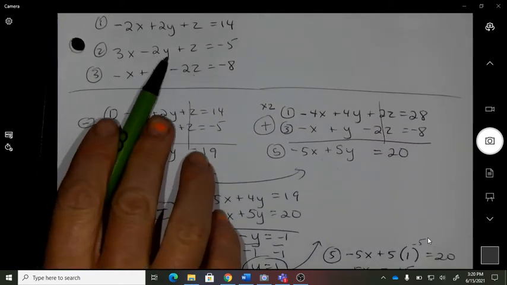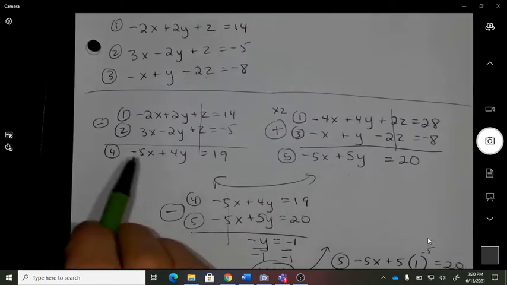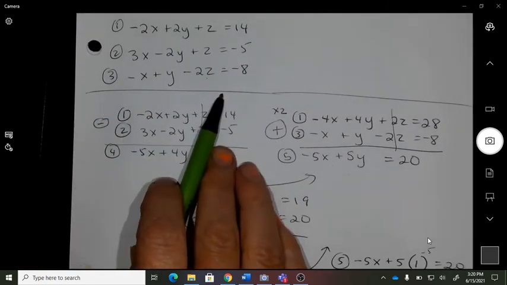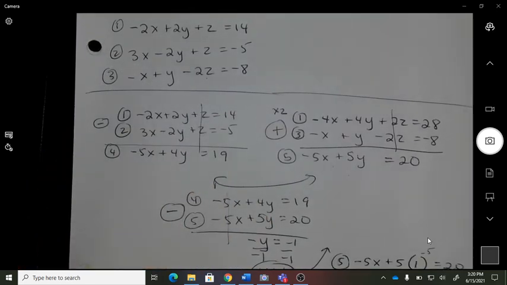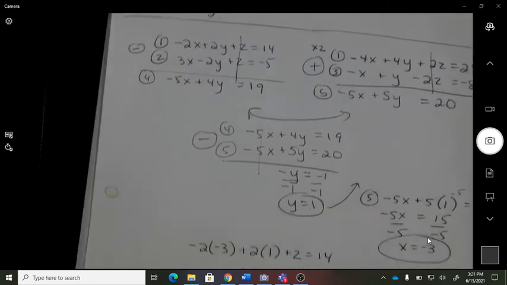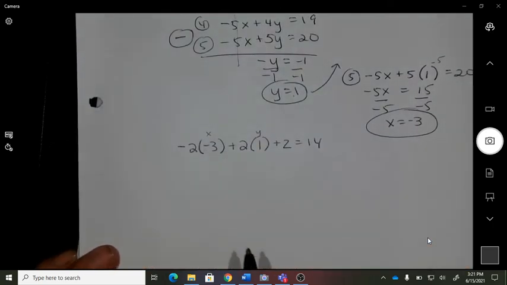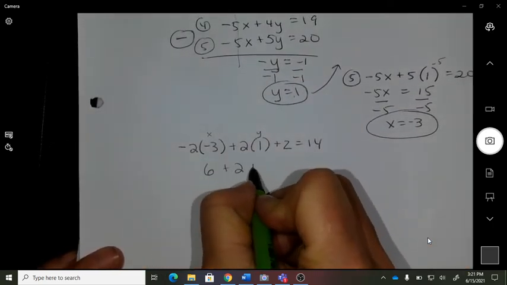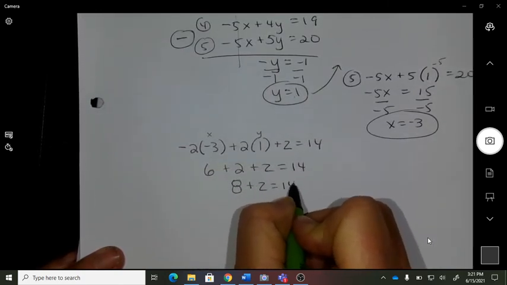So I have 2 variables, so now I've got to go back up the funnel. So now I'm going to go into one of these equations. So I'm going to pick which one looks like the easiest math. I'm not even sure. They're all kind of the same. Let's go with 1. Negative 2, plug in your x, plus 2, plug in the y, plus z equals 14. So you can see here I plugged in the x value, I plugged in the y value. So 6 plus 2 plus z equals 14. 8 plus z equals 14.